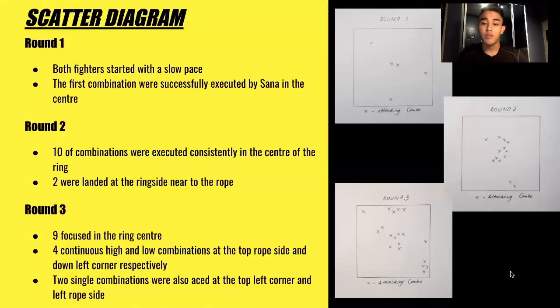From all three rounds, it can be said that Sana was comfortable attacking his opponent at the center of the ring, where most of his vicious combinations were landed. He also tends to continue throwing combinations whenever his first combo is left unreplied, and most of it happened at the corners and also rope side where his opponent might have been hurt.